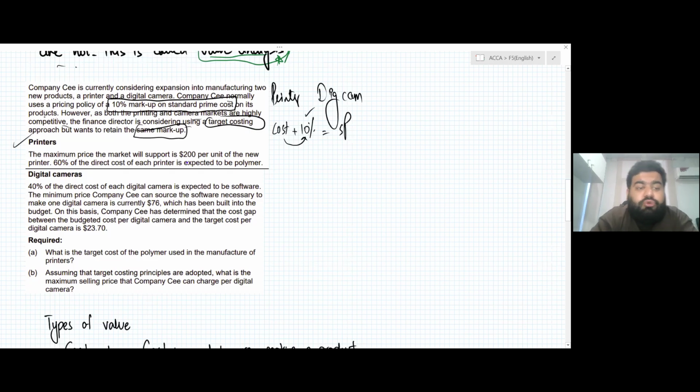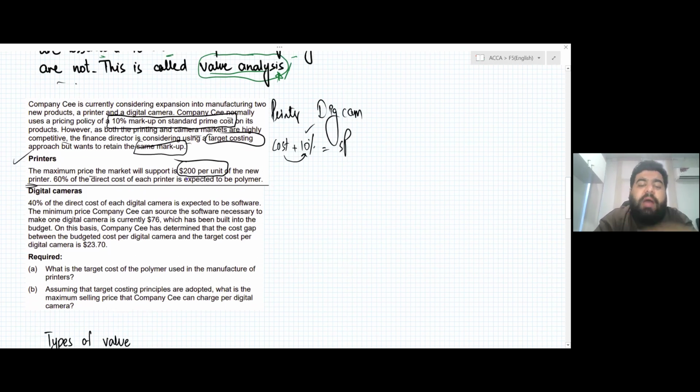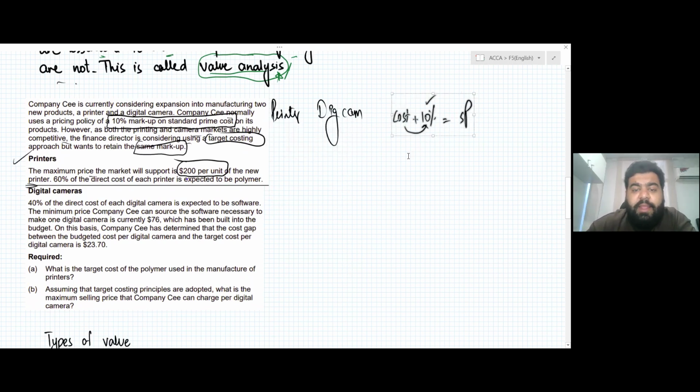Okay, now there is a story of the printer. The maximum price the market will support is $200 per unit of the new printer. Actually, what they are saying is that the printer selling price the customer will pay will be a maximum of $200, not more than that. It means it's the market rate of the printer.